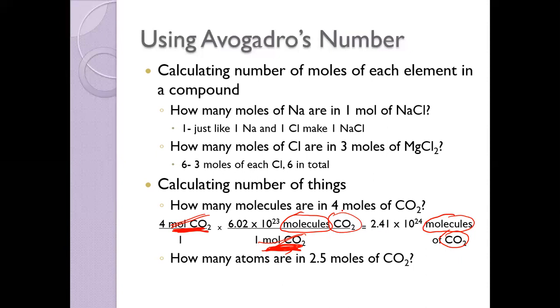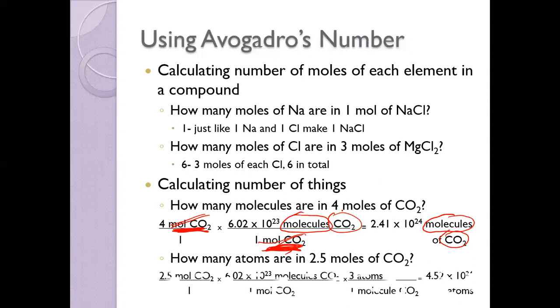So now on the second example, if I have 2.5 moles of CO2 and I want to find out how many atoms there are in there, I'm still going to start off with the number that they give me. I'm going to start off with that 2.5 moles of CO2. Again, since I have moles of CO2 on top, I need moles of CO2 on bottom of my conversion factor. I can always turn moles into molecules. So that moles of CO2 is going to cancel.